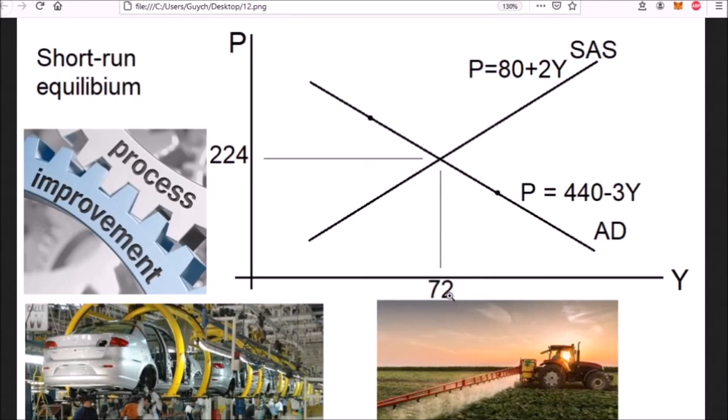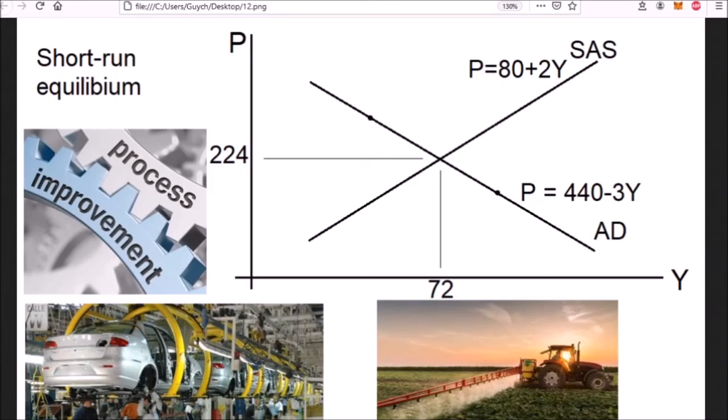Notice that it's not necessarily potential GDP, because in the short run, the actual GDP right now might be different from the potential level. Instead, it's the long-run equilibrium that will show us the potential GDP level. We'll talk about that soon. Coming back to the short-run equilibrium, we'll see that the price level that corresponds to this equilibrium is 224. You can find these numbers by simply solving these two equations as a system of equations.